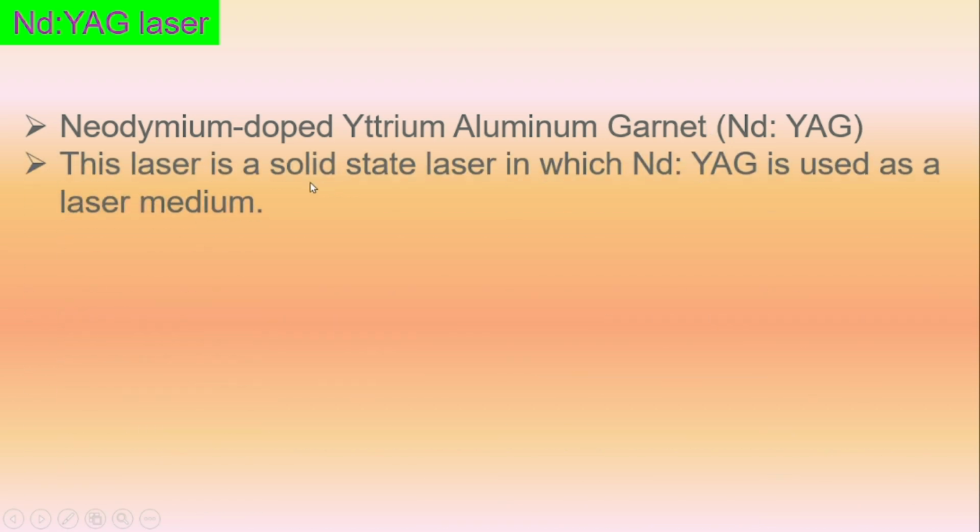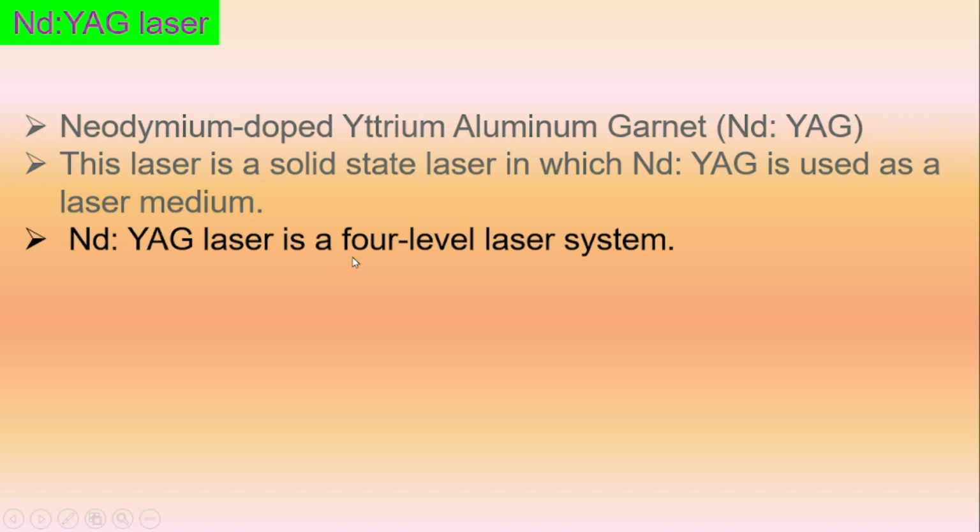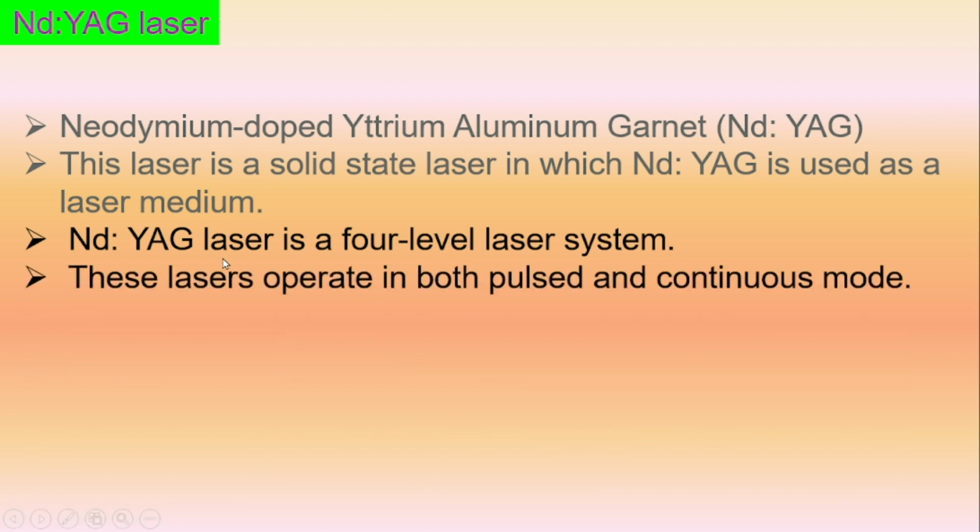Friends, now let us see about Nd-YAG lasers. It is also a solid state laser, and here Nd-YAG stands for neodymium doped yttrium aluminum garnet. In this laser, Nd-YAG is used as a laser medium, and the Nd-YAG laser is a 4-level laser system, but the ruby laser is a 3-level laser system.